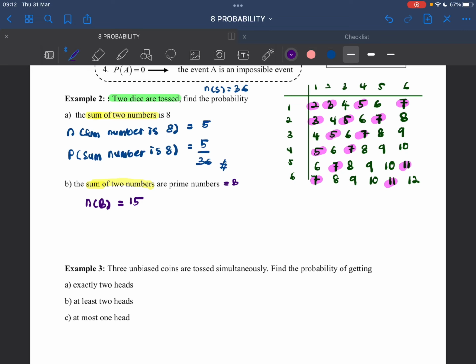So to find the probability of B, n(B) over n(S), which is our number of sample space, is 36. Okay, so this one we can simplify. 15 over 36, we have 5 over 12. Okay, you have to simplify. If you leave your answer just like this, you won't get the final mark. Okay, so that's it. Very basic law of probability: to find the probability, number of events over number of sample space.